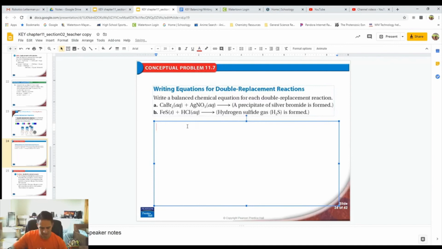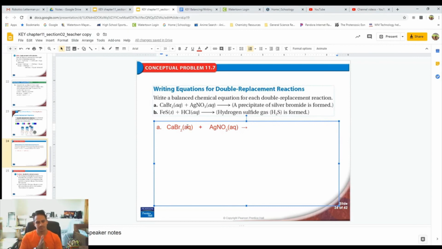All right, so for A, we have calcium bromide, CaBr2 aqueous, plus AgNO3 also aqueous. And it tells us, I apologize for all the yawning, it's been a long day, that we make a precipitate of silver bromide.